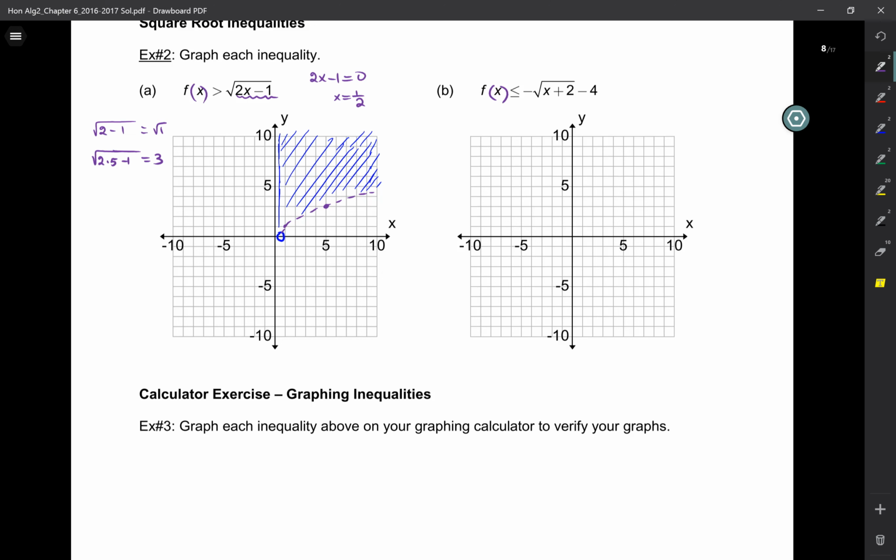All right, so let's do one more. Where does the +2 move the graph? Left 2 and down 4, right there. And there is a minus in front, so if I go over 1, how much am I going down? 1. And if I go over 4, down 2.